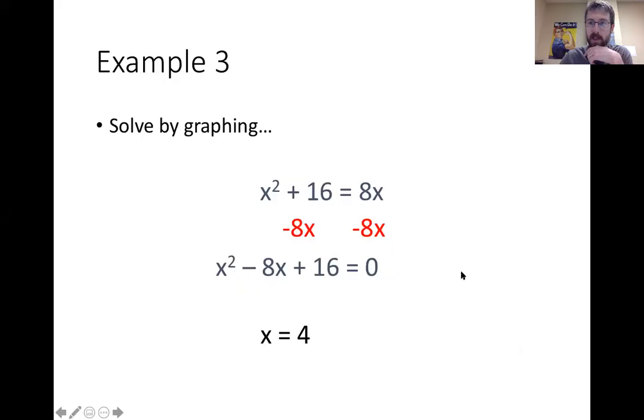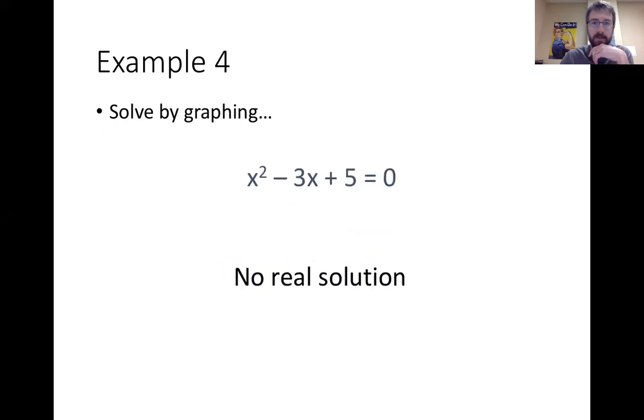All right, so let's double check with the PowerPoint and see if that agrees. And it's x equals 4. We did it right. Good. All right, last one. This one, okay, I don't have an animation in here. It's no real solution, but here's why. Let's plug it into the graphing calculator and just see why.